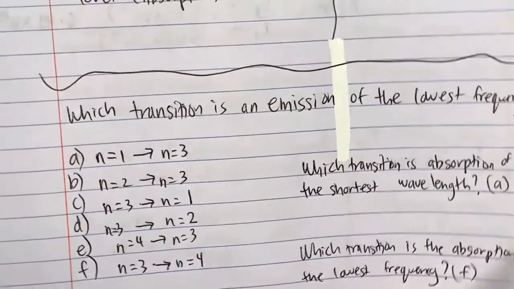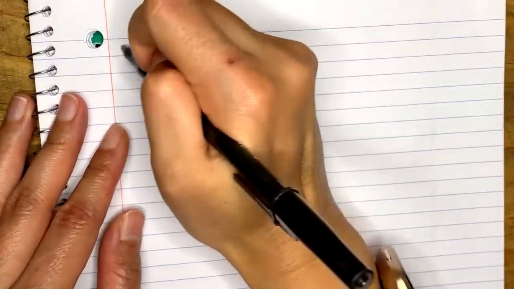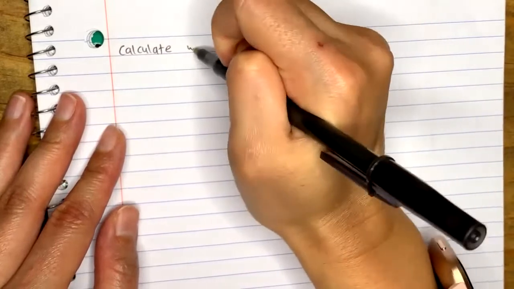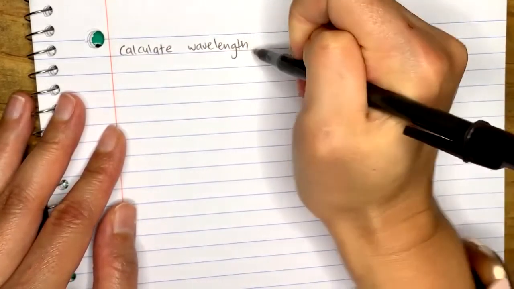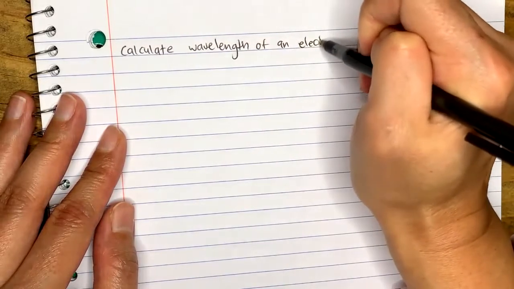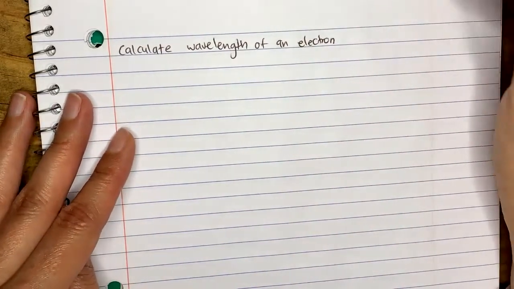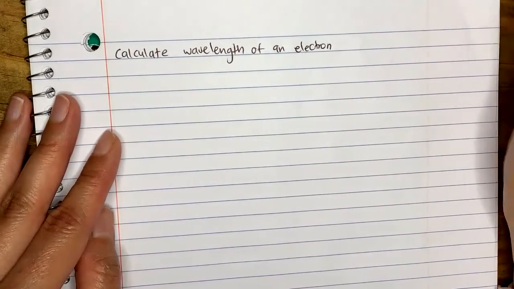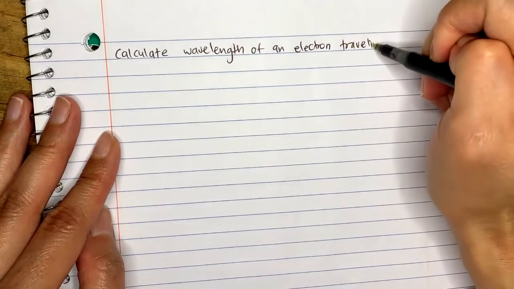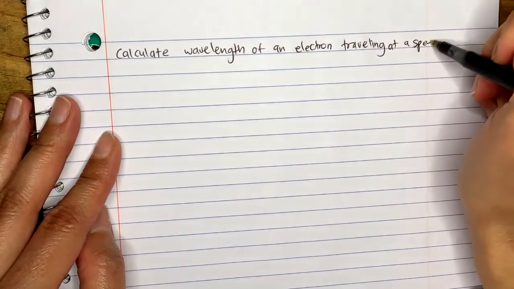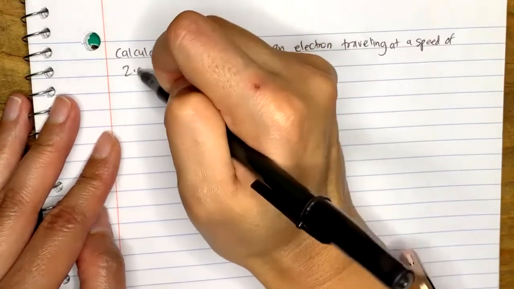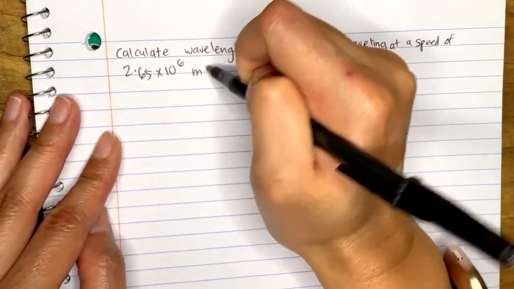So let's change the page right there, zoom out a little bit. Calculate the wavelength of an electron. You're like, electrons have wavelengths? That's so weird. This is a weird chapter, right? Everything is like dual nature here. An electron traveling at a speed of 2.65 times 10 to the power 6 meters per second.